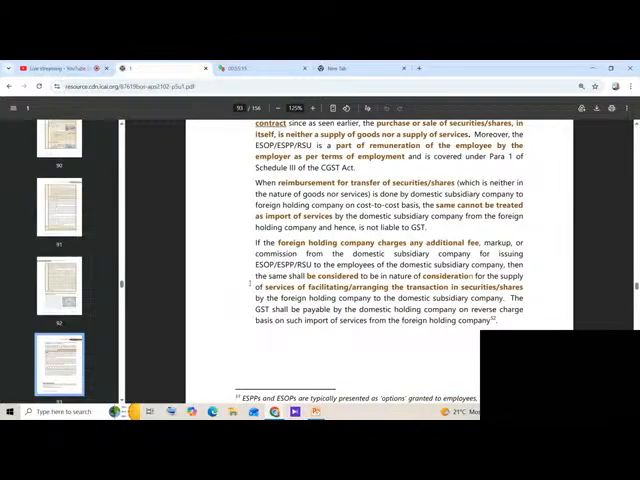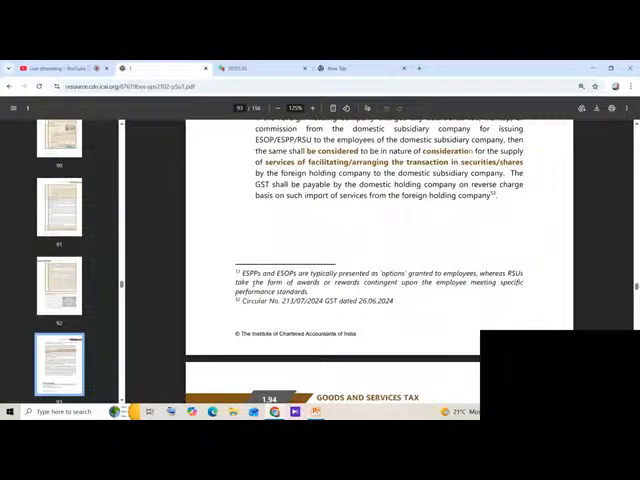When reimbursement for transfer of securities or shares is done by a domestic company to a foreign holding company on cost to cost basis, the same cannot be treated as import of services by the domestic subsidiary company from the foreign holding company and hence is not liable to GST.